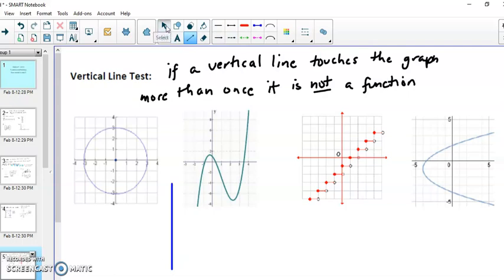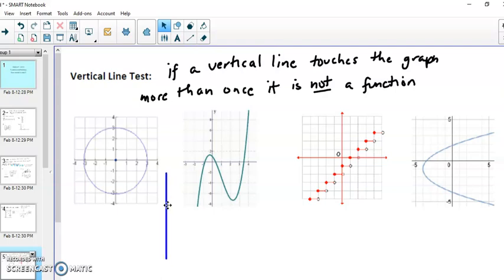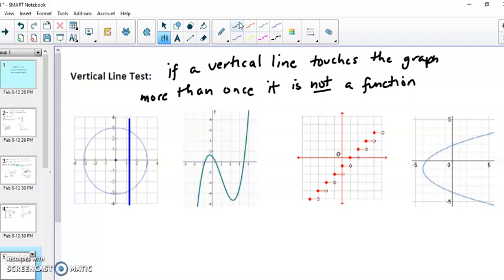I am going to use my handy vertical line test tool, which if you were in school would be a ruler, your finger, a pencil. It's any vertical line. So I have the nice piece of having the tools here. So if we hold this up, this vertical line touches more than once. It touches once and twice. That's what makes this not a function.